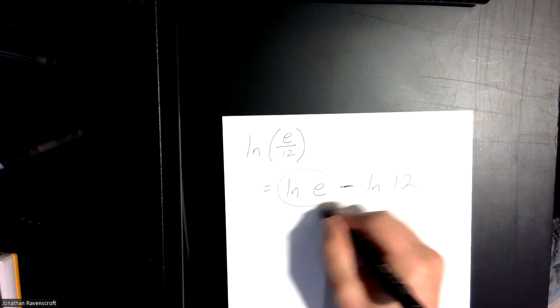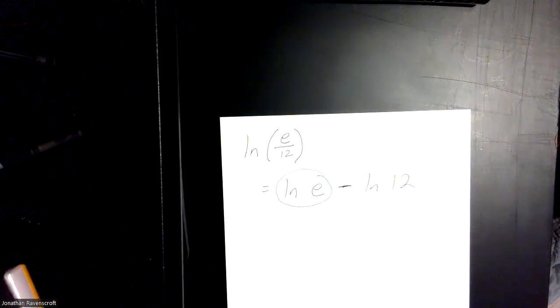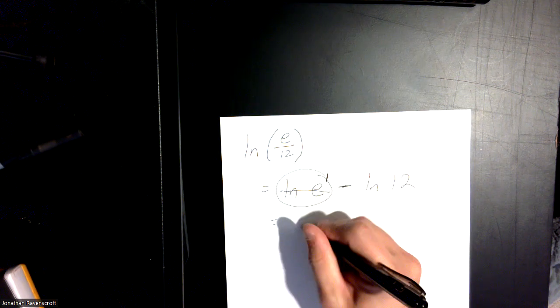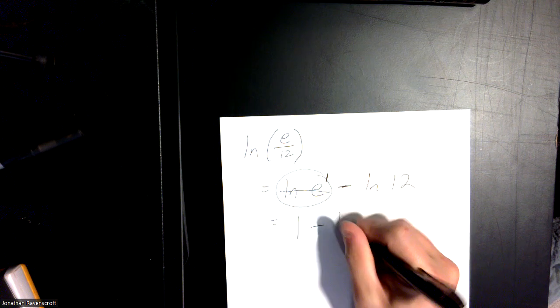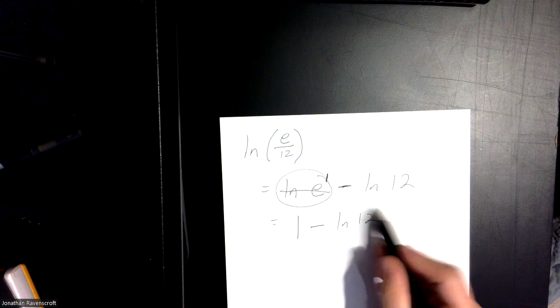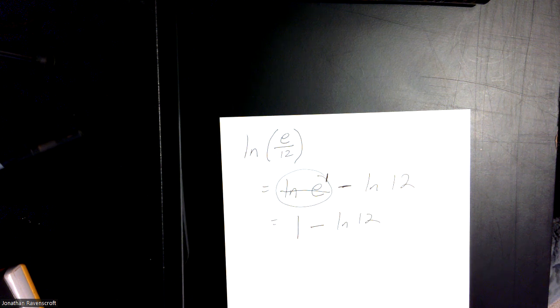Natural log of e, well, you probably know what that is. We can check on the calculator. The natural log of e, specifically e to the first, is 1. You can think of this as exponent 1. Natural log and e cancel out, leaving 1 minus natural log of 12. Again, we can put this in the calculator and get a decimal. I think this is a sufficient answer here.